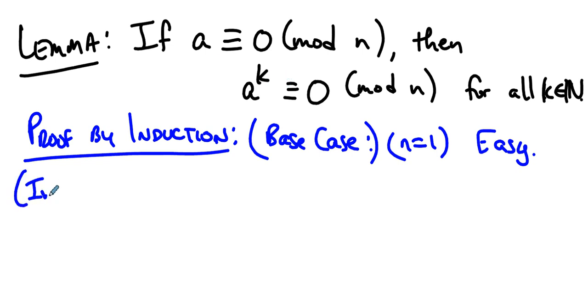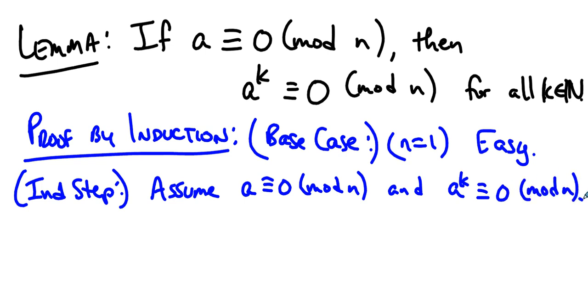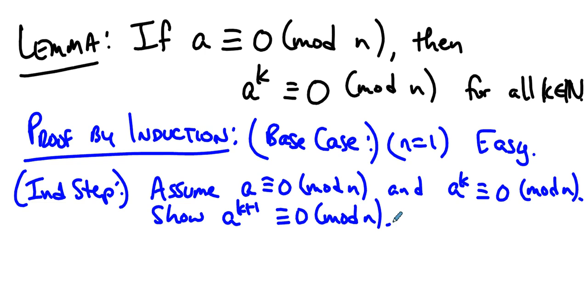So let's take the inductive step. In the inductive step, we assume that a is equivalent to 0 mod n, and we assume that a to the k is equivalent to 0 mod n. We will show that a to the k plus 1 is equivalent to 0 mod n. And there's a bunch of you saying, duh, you multiply, but it's not quite that simple.